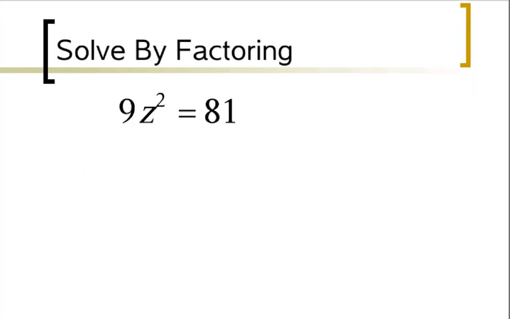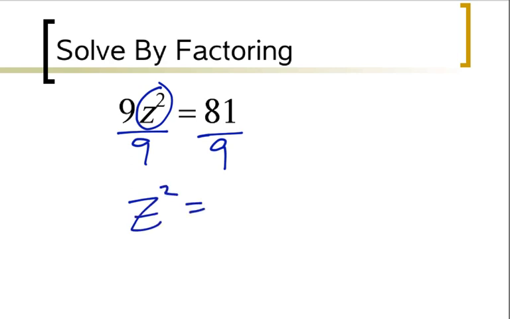Okay, and then finally, here's one more solving by factoring problem. There's actually two ways you could do this problem. You don't have to solve by factoring or the zero product property. One old method would be solving by the square root method. So if I work on getting z squared by itself, I could divide by 9 and get z squared equals 9.